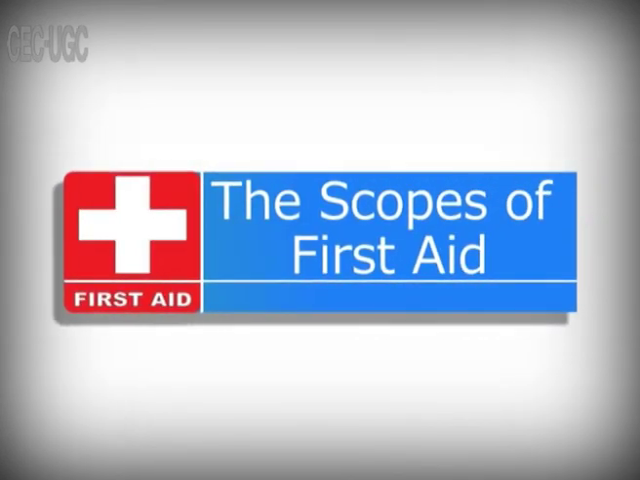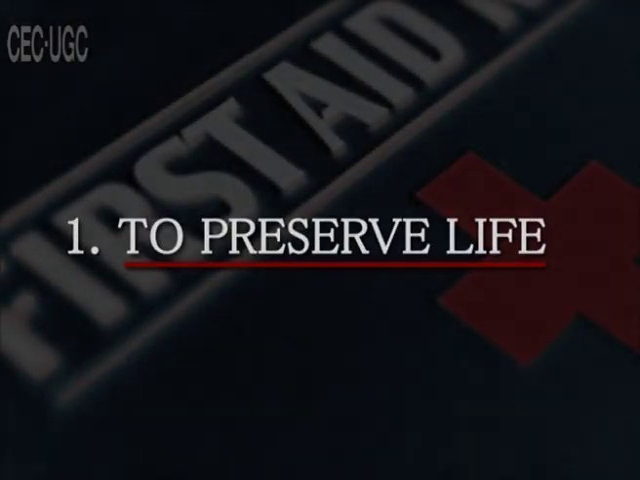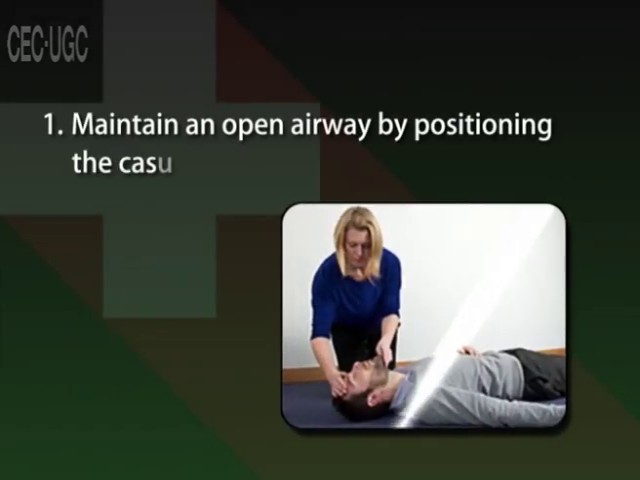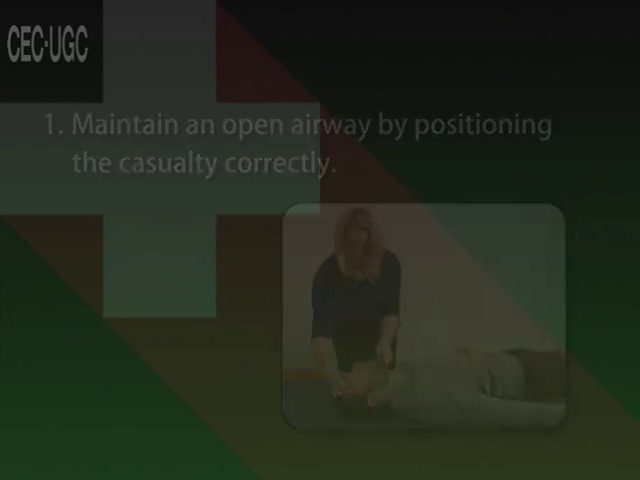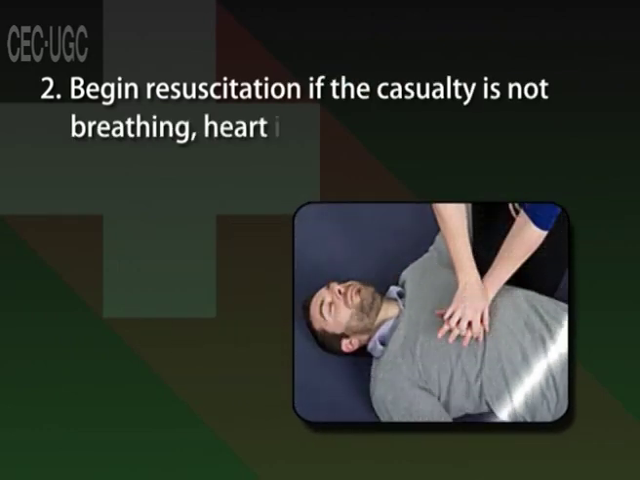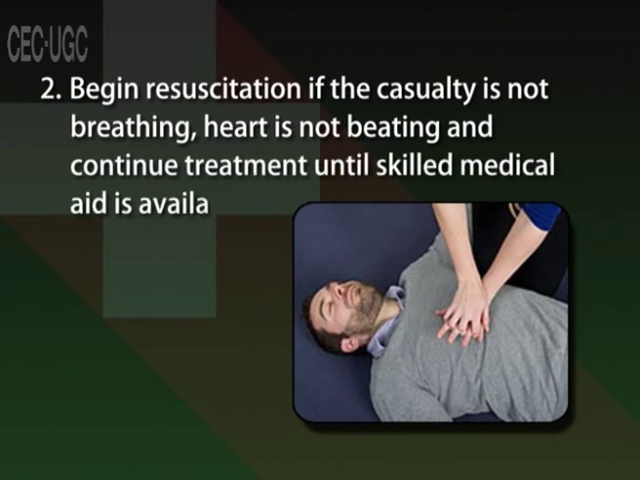The scopes of first aid. There are three scopes of first aid, which are: number one, to preserve life. A first aider can preserve the life of a casualty by way of taking up the following three vital actions. Number one, maintain an open airway by positioning the casualty correctly. Number two, begin resuscitation if the casualty is not breathing and heart is not beating, and continue treatment until skilled medical aid is available. Number three, control bleeding.